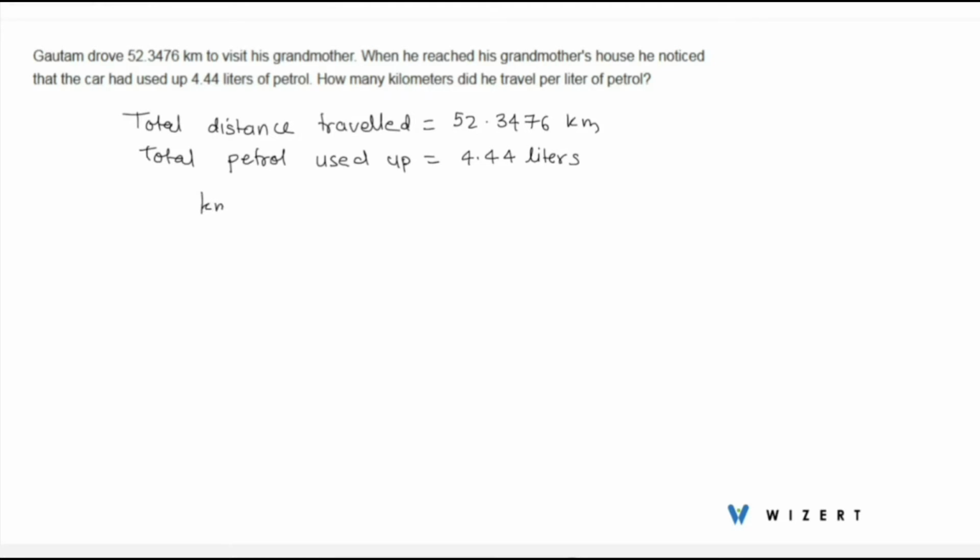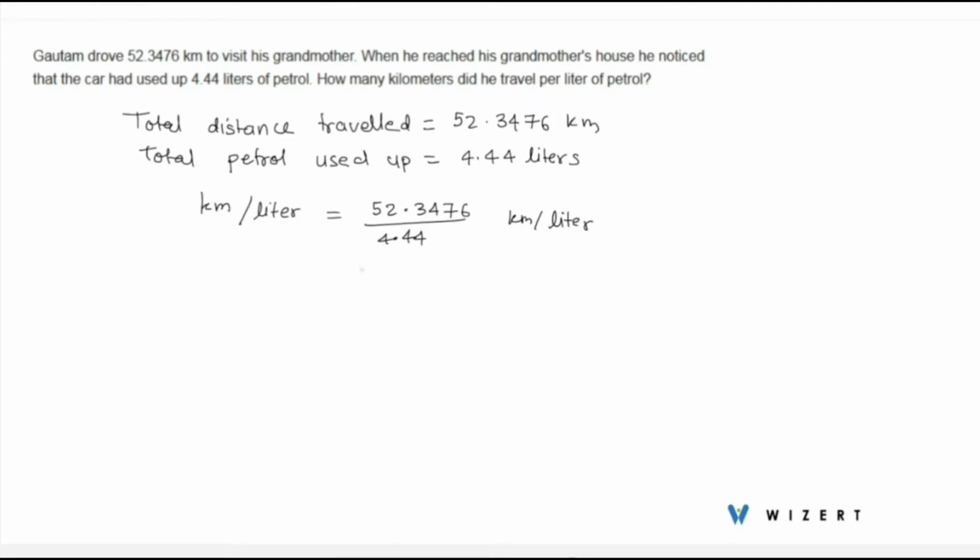Now kilometers per liter of petrol can be calculated by simply dividing these two. 52.3476 divided by 4.44 kilometer per liter.